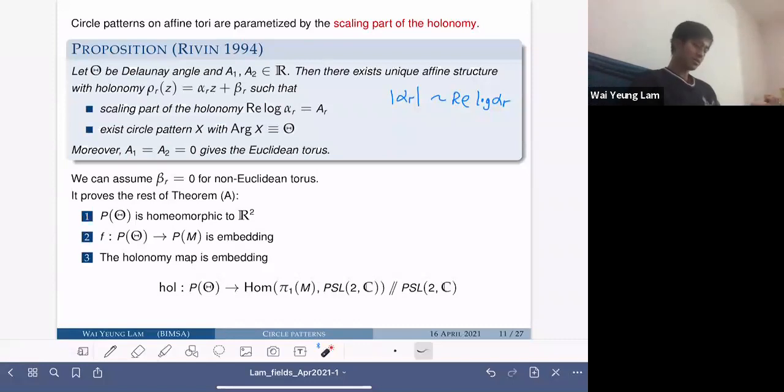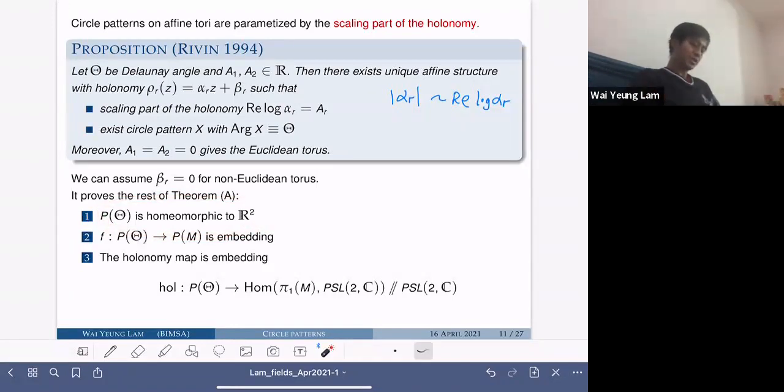And now we can say a lot from this theorem, in fact. For the non-Euclidean torus, we just assume this beta equal to zero. And then the theorem by Riemann actually proves the rest of theorem A. So first thing is P theta is homeomorphic to R2. The reason is, if you look at these circle patterns on affine tori, these are parameterized by these two real numbers. So this is R2. And then if you map circle patterns on affine tori to circle patterns on complex projective surfaces, it is a 2-to-1 mapping. So if your upper one is homeomorphic to R2, then you know that the lower one is also homeomorphic to R2. So you know that this P theta is homeomorphic to R2.